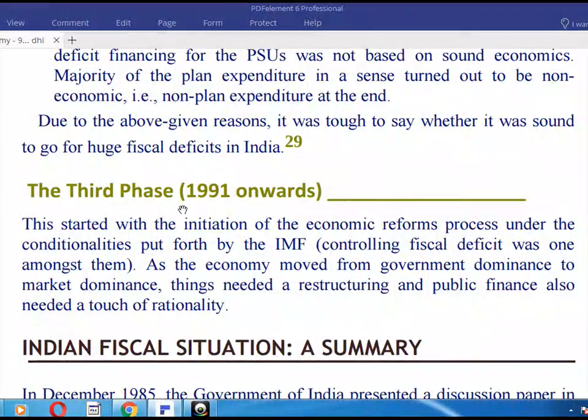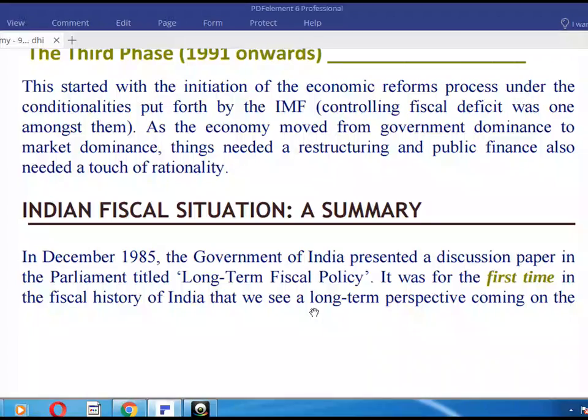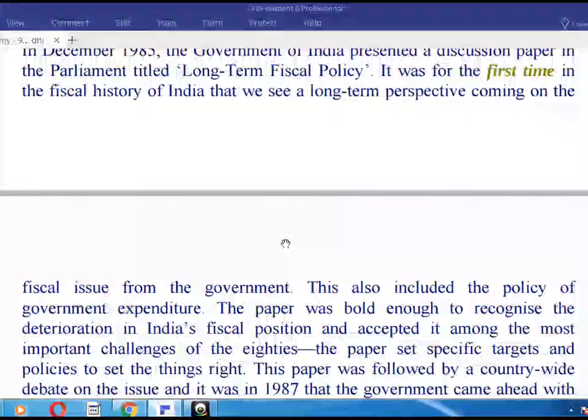So, the third phase, 1991 onwards. This started with the initiative of the economic reforms, under the conditionalities put forth by the IMF, controlling fiscal deficit being one of them. As the economy moved from government dominance to market dominance, things needed a restructuring, and public financing also needed a touch of rationality. The Indian fiscal situation now, next time we will discuss.